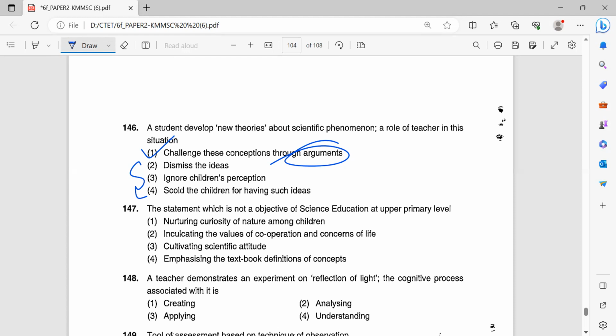147th question. The statement which is not an objective of science education at upper primary level. Nurturing curiosity, inculcating the values of cooperation, cultivating scientific attitude, emphasizing textbook definition of concepts. We can do this at primary level, definitions and concepts in the textbook. But at upper primary, we should make the students understand, we should make the students get curious with the subject. So option D is the right answer there.